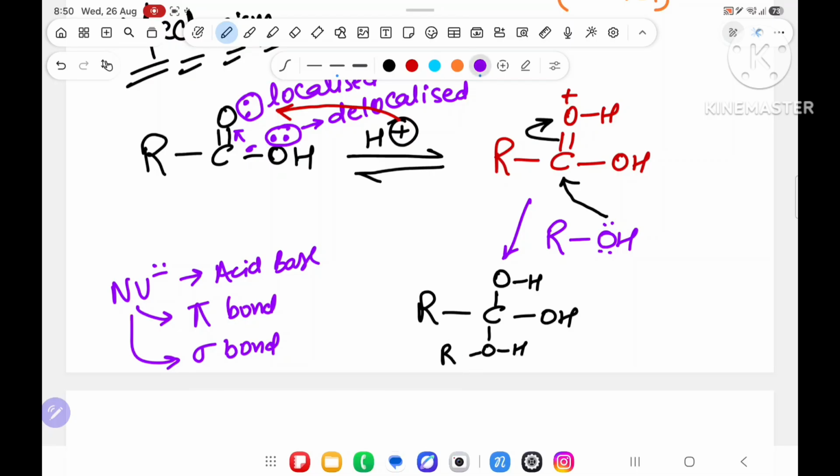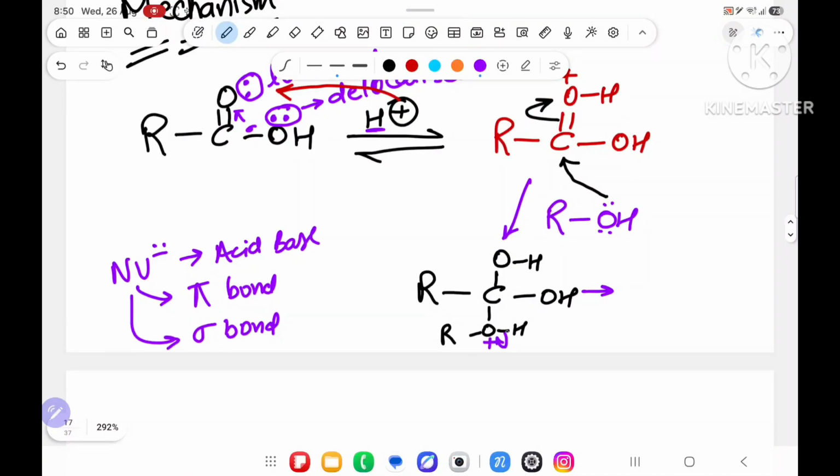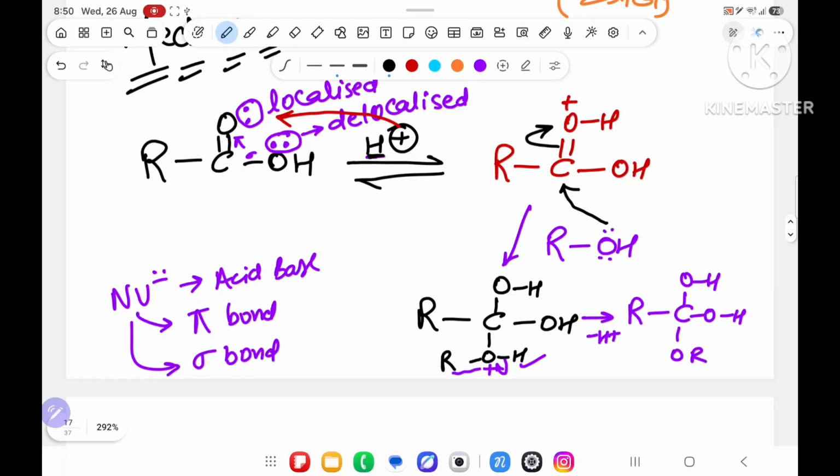After that, what happens? This oxygen will get H plus. So this will take the hydrogen. Now H plus is coming as a catalyst. What you will get? R C, over here OH, over here OH, and over here OR. H is going outside. So H plus came, H plus gone. A catalyst does not take part in the reaction. It is only coming to increase the rate of reaction.